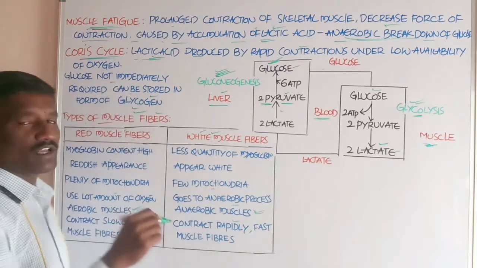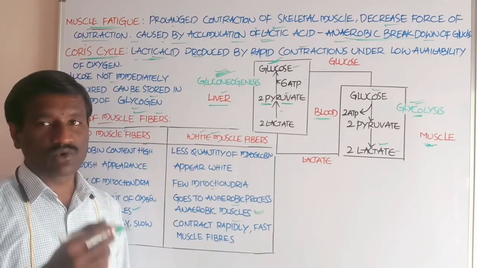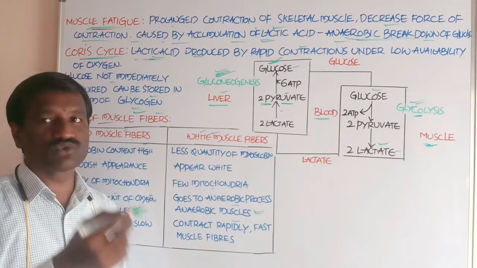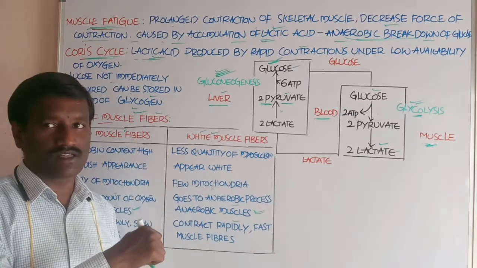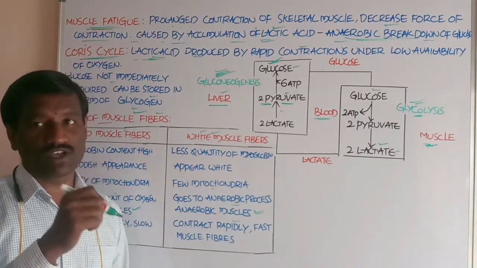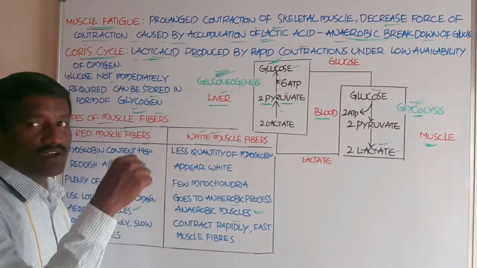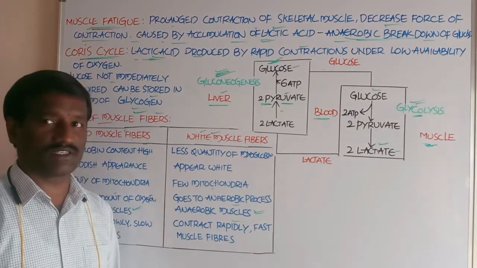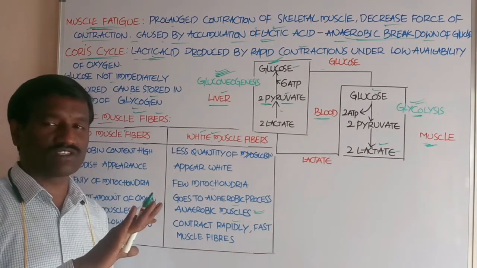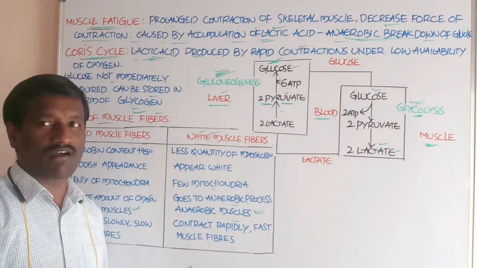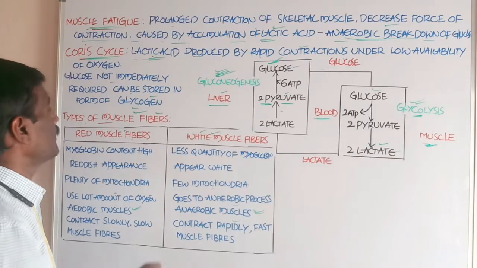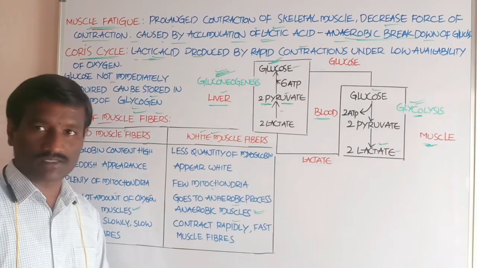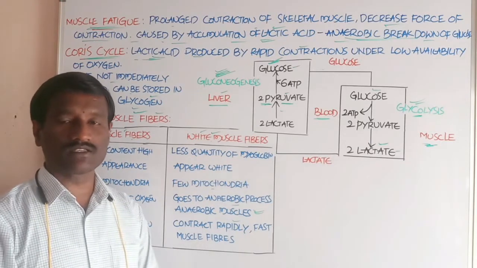When glucose is not immediately used by the muscles or the body cells, it is stored in the form of glycogen. Glucose is converted into glycogen. That process is called glycogenesis. Okay, student, glycogenesis, gluconeogenesis, glycolysis, these are important. Okay, and now the types of muscle fibers. What about the types of muscle fibers?